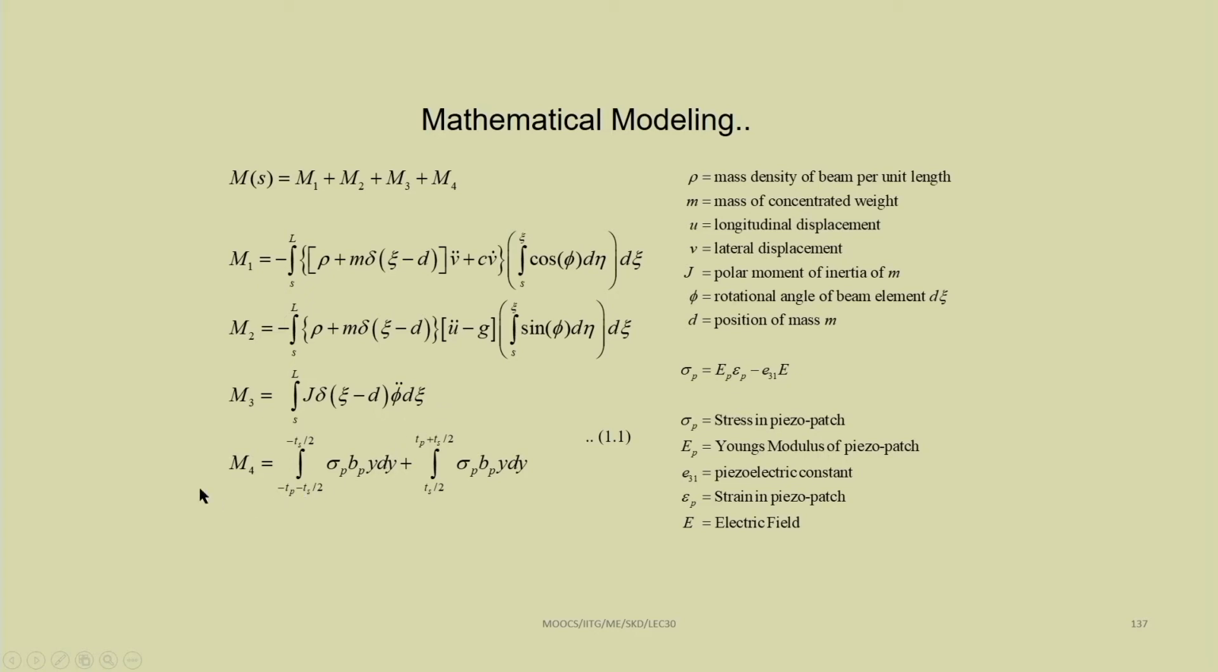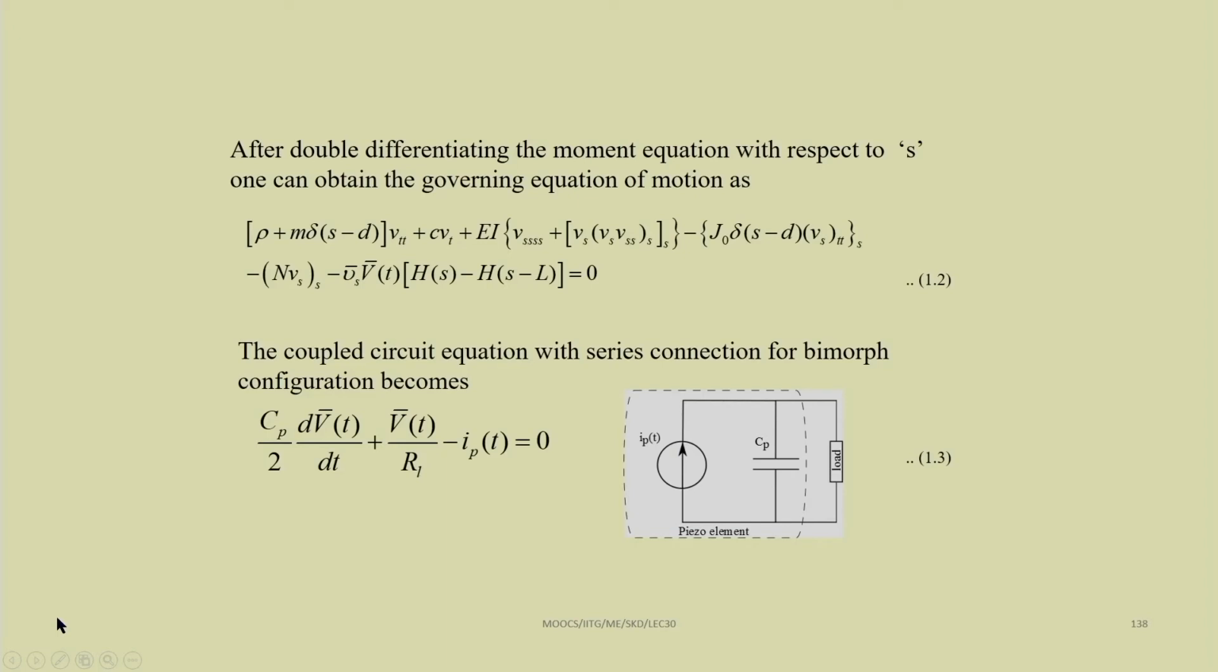Then finally, for the piezoelectric patch we have another equation, that is M4. M4 will be equal to sigma p into Bp y dy, for the piezoelectric patch. We can divide that into two parts and derive the equation of motion. If we double differentiate this moment equation, then we can get this forcing equation. Differentiating twice, we can get the equation in this form. So, this is one equation we got.